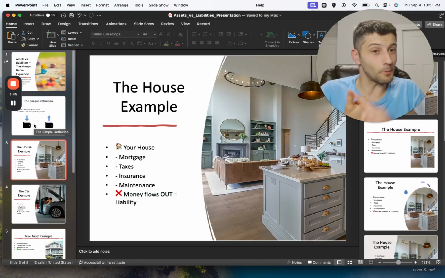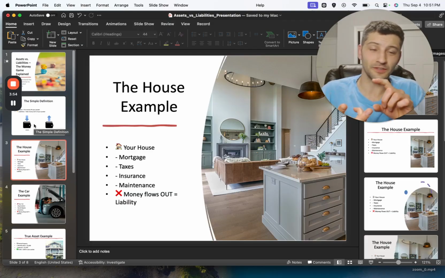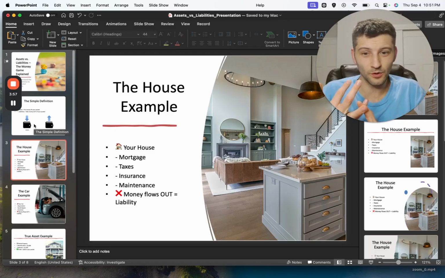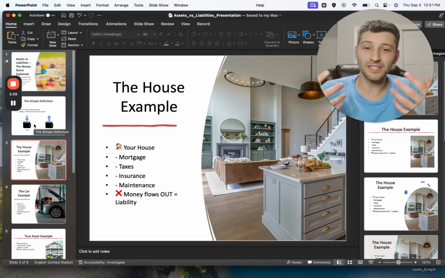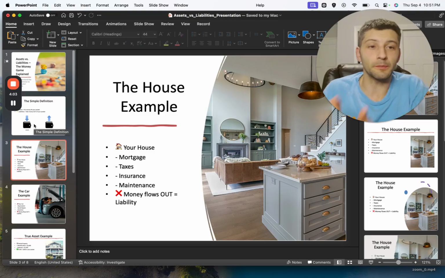Most often, you're paying a mortgage on it. You've got taxes that you pay on it on an annual basis. You've got insurance and maintenance costs involved in it. And all of this is taking money out of your pocket, whereas it's not producing money for you.